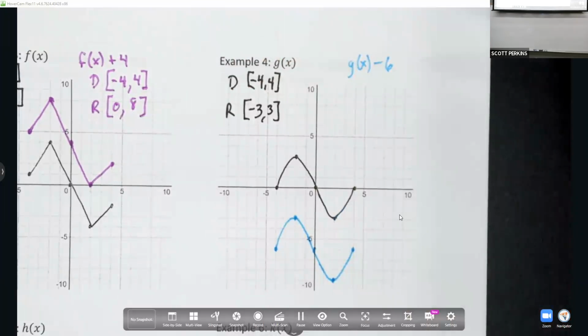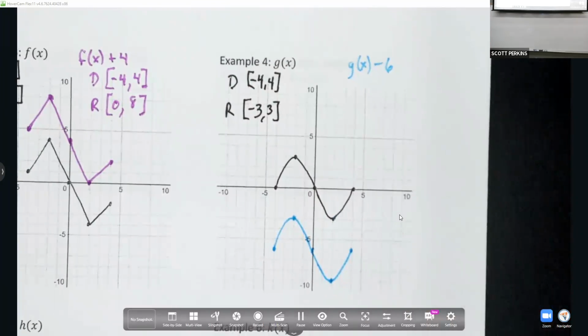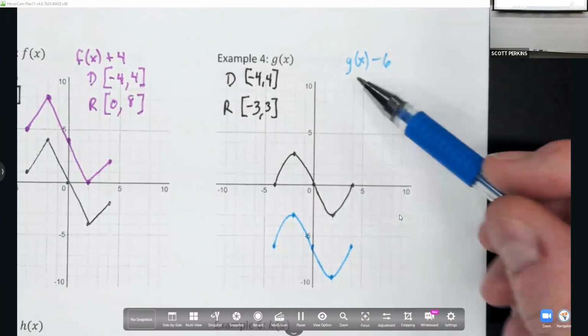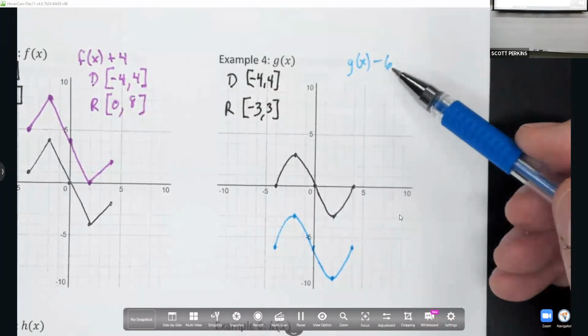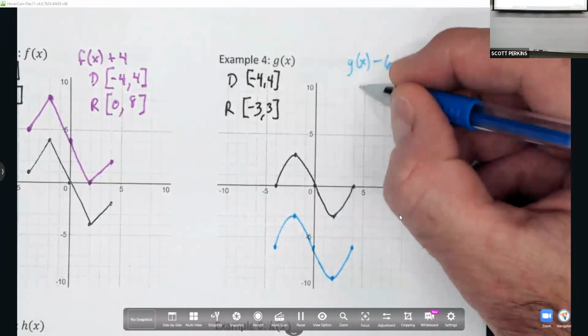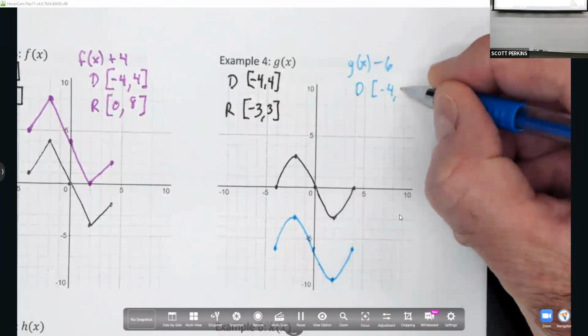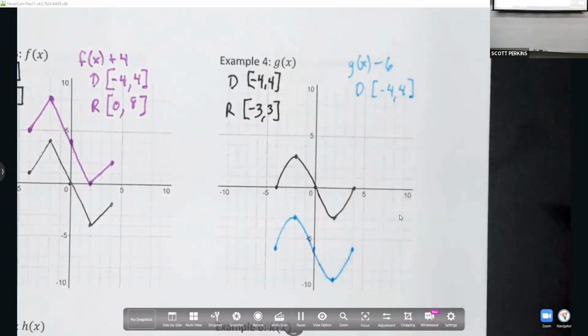Okay. So now, again, if you need to look at the graph, great. That's why we're doing this, to help you think through that process. If you don't need to look at the graph, great. So we've changed the graph by dropping it down 6. Is that going to affect the domain at all? No, and you can see that on the blue graph. It still goes from -4 to 4 in the x direction.